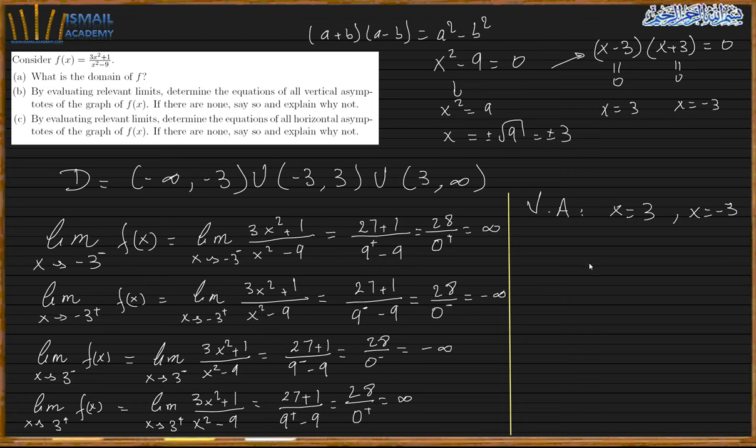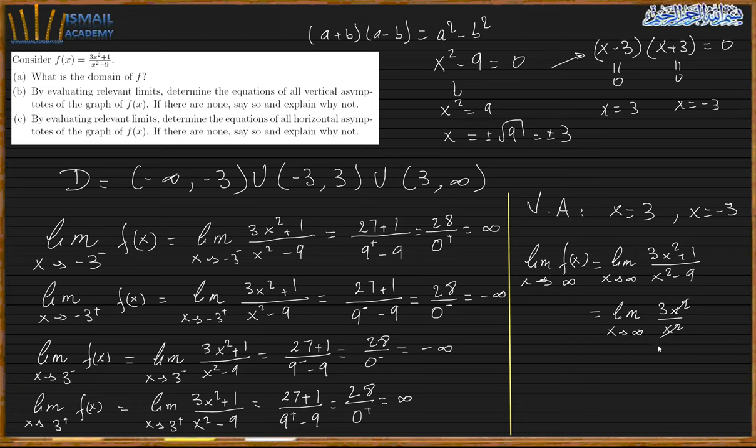The horizontal asymptote is always related to x going to infinity. So to find the horizontal asymptote, we apply the limit of the function when x goes to infinity and minus infinity, and see what we get. So here it's going to be the limit of 3x squared plus 1 over x squared plus or minus 9 when x goes to infinity. When we deal with infinity, we always deal with the highest power of the numerator and denominator. So it's the same thing as the limit of 3x squared over x squared. Everything else is null, it's canceled. So we just deal with the highest power.